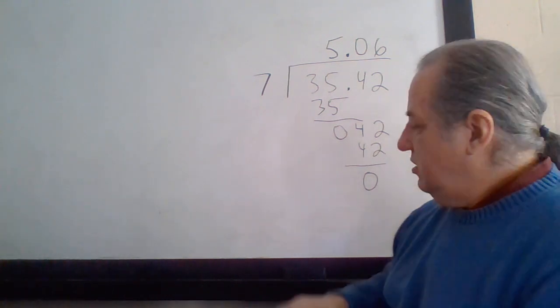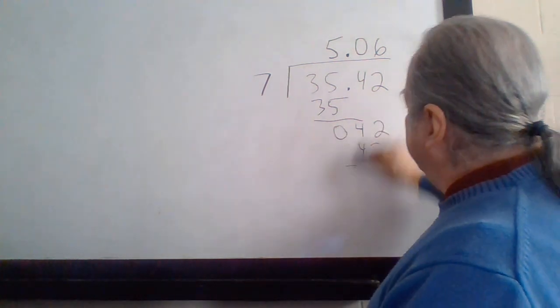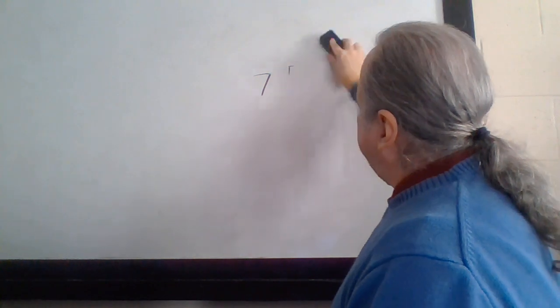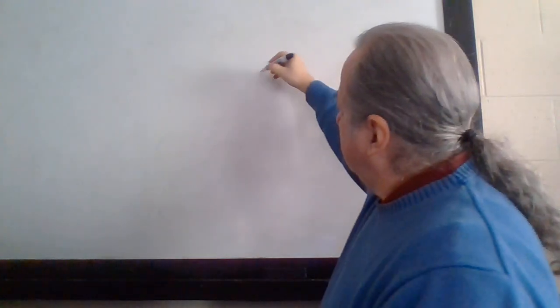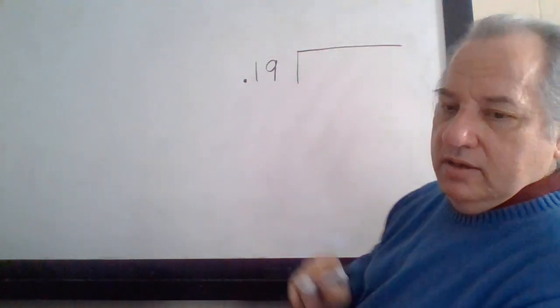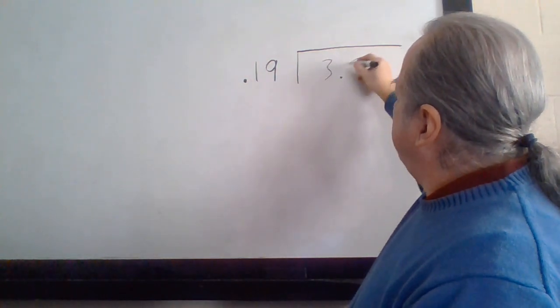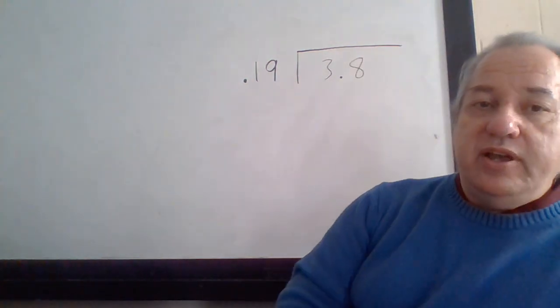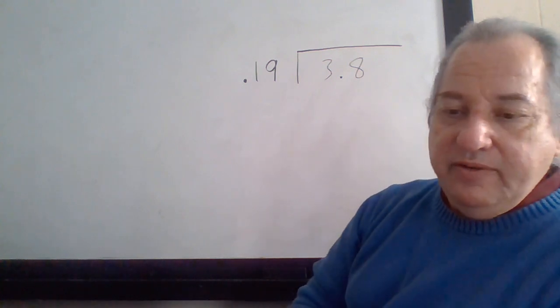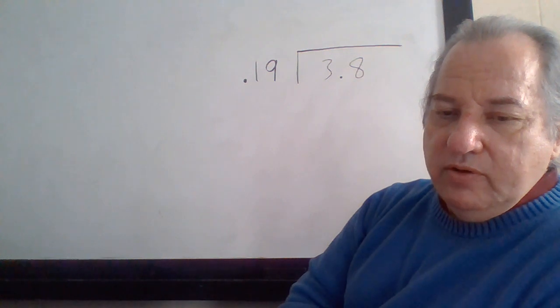I'm going to have you try one more problem. I'm not going to do an example, but I'm going to have you try it, and then we'll look at the answer. So why don't you try this one, 0.19, and we're dividing it into 3.8. So I just want you to try that on your own. You may have some struggles, which is fine, but we'll go over the answer together. So you can pause the video and work on it.